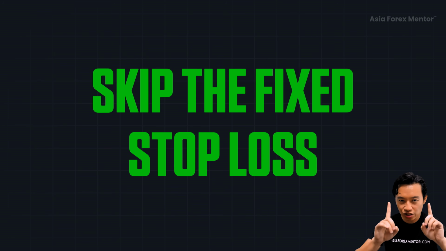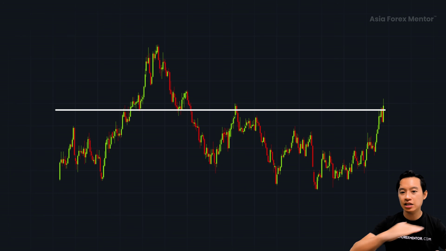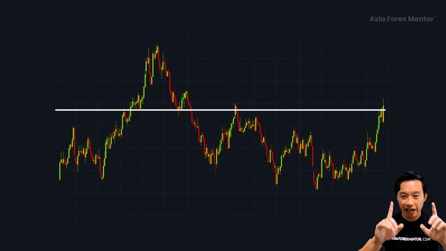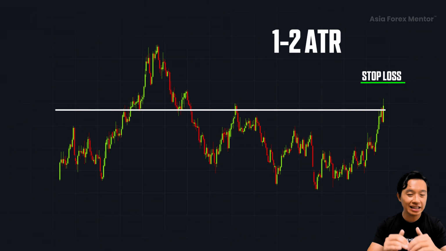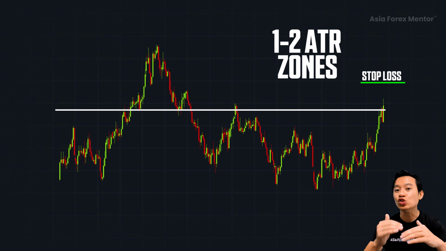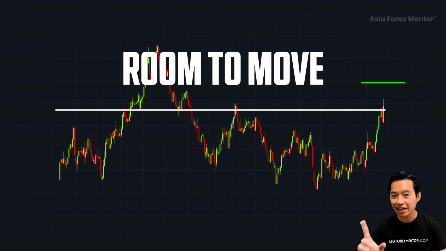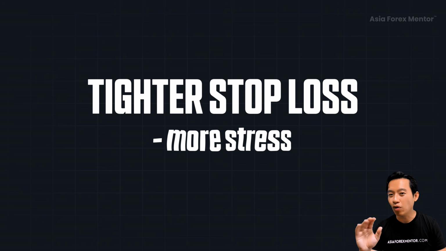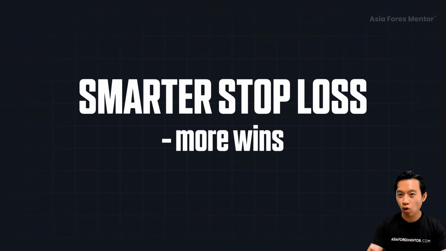Skip the fixed stop loss. Here's what you do. Start by mapping out where the key support and resistance levels are. Then you place your stop loss about 1 to 2 ATR beyond those zones, right? Not a specific level, zones. This gives your trade room to move without taking on unnecessary risk. Tighter stop means more stress, more stop outs. Smarter stop loss means more wins, more control.